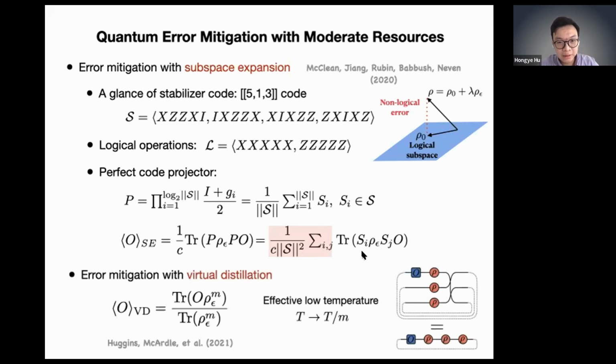In the error mitigation with virtual distillation, people propose to first raise the rho epsilon to the nth power and then get a linear property O. Suppose rho epsilon is a given state with temperature T. This method will give us an effective property of a lower temperature state with temperature equal to T over M. And the rho to the mth power is effectively achieved in experiments by preparing M coherent copies of the quantum states and doing this swap measurement.